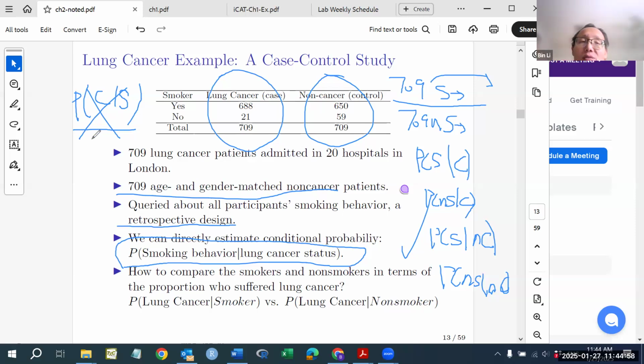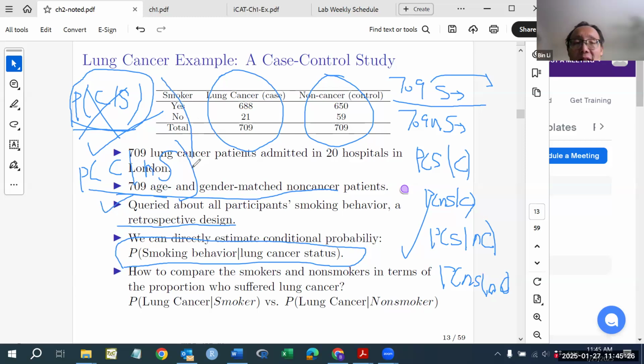This one is more useful, right? We should estimate among the smokers the probability of getting lung cancer. Then we can compare with what? The probability of getting lung cancer among the non-smokers, right? If we can estimate these two and we see a big difference, then that is very solid evidence to show the smoking effect.